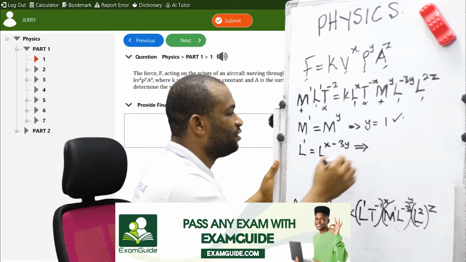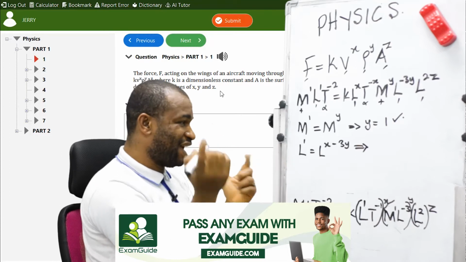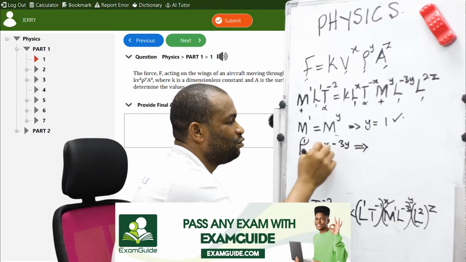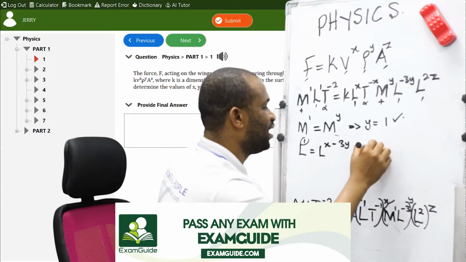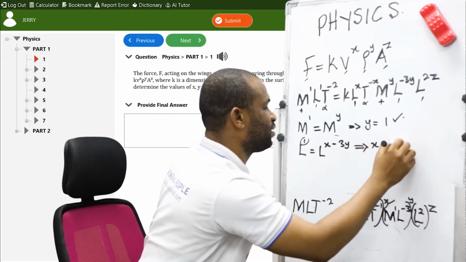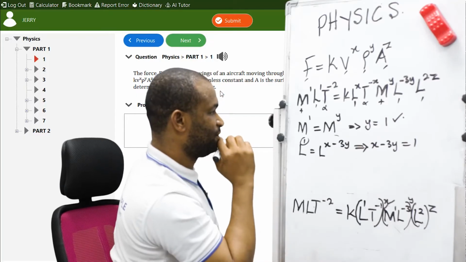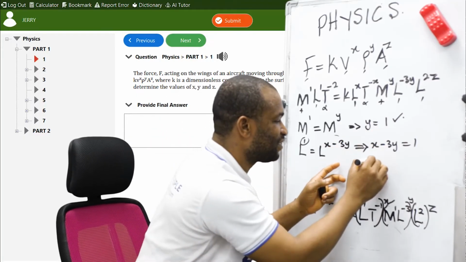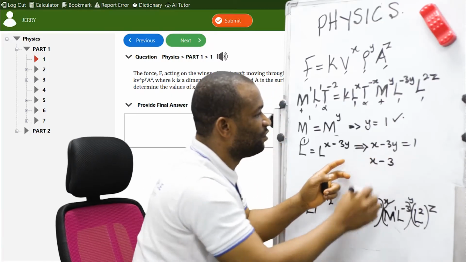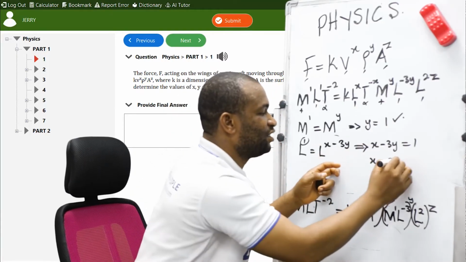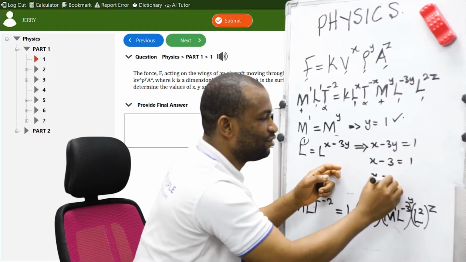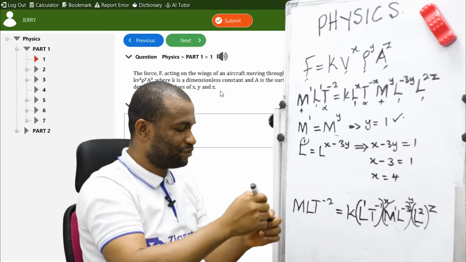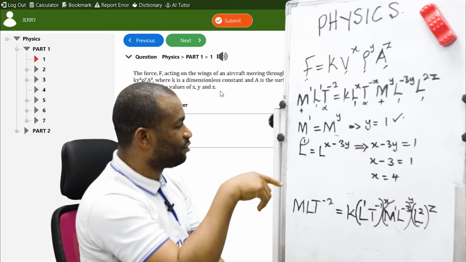This implies that since the bases are the same, their powers will equate each other. So this is going to be x minus 3y is equal to 1. Remember, I already know what y is. So this is going to be x minus 3 times 1 is equal to 1, so x is going to be equal to 4. Okay, so x is going to be 4.